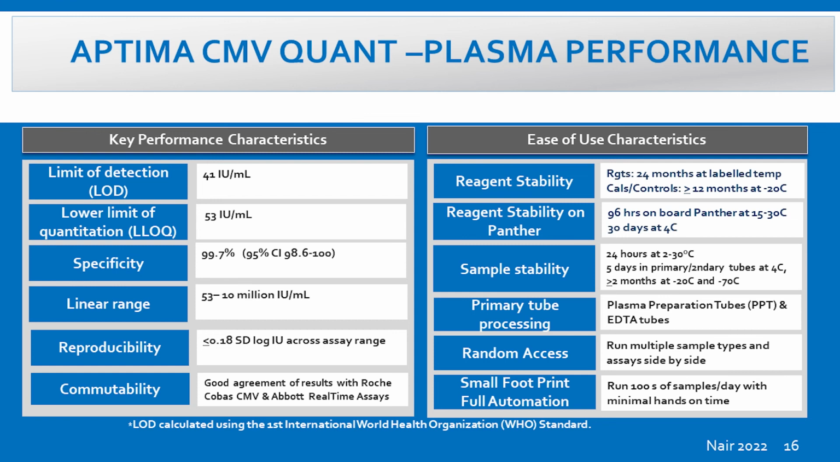And obviously, the ability to load primary tubes is a big one. The small footprint and the high throughput of Panther, as well as random access, are also great ease-of-use characteristics of this platform. So the good performance of the Aptima CMV Quant assay in combination with the complete automation provided by Panther makes it a good option for CMV testing for any lab.